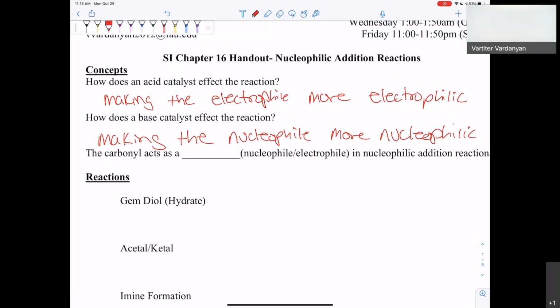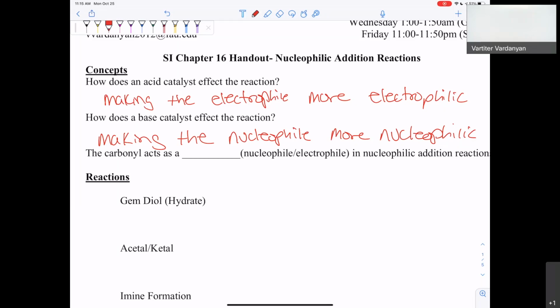And while you guys are writing that down, it is written on the top of the SI handout, but I want you guys to take note of this. All of the reactions in this chapter are nucleophilic addition reactions. They all have more specific names, and we're going to talk about each one's specific name, but know that the umbrella term is nucleophilic addition reaction.